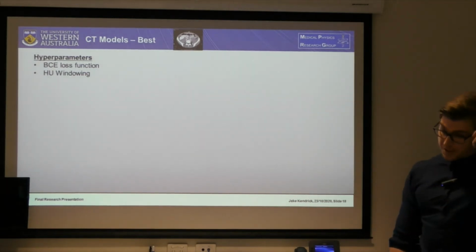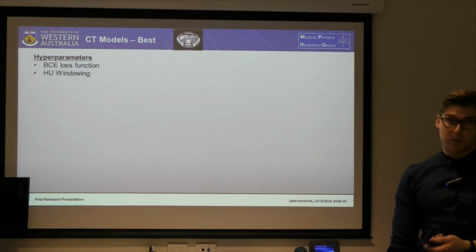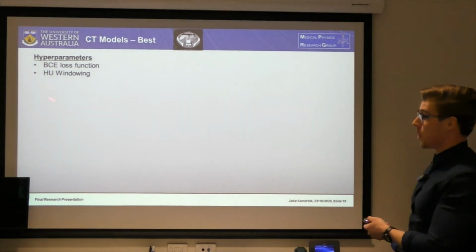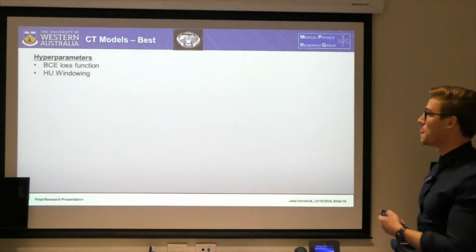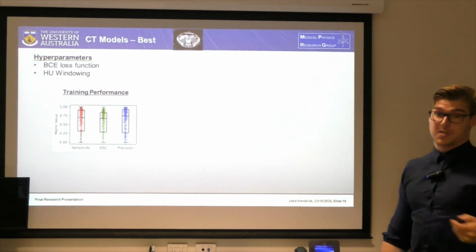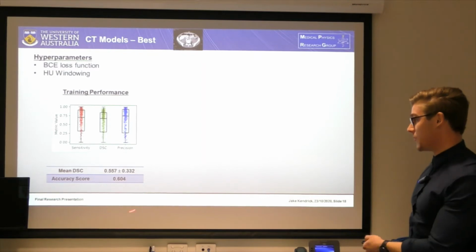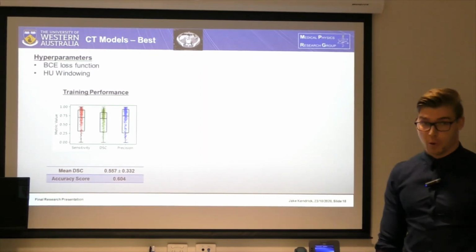So if we move on to the best CT-only model then. The best CT-only model trained using the binary cross-entropy loss function was the one that employed HU windowing on the CT channel with the parameters specified before. Again, what we observe is that on the training data, even using just the patient CT images, we're able to get quite good segmentation results. So 55.7%, accuracy score of 0.604.